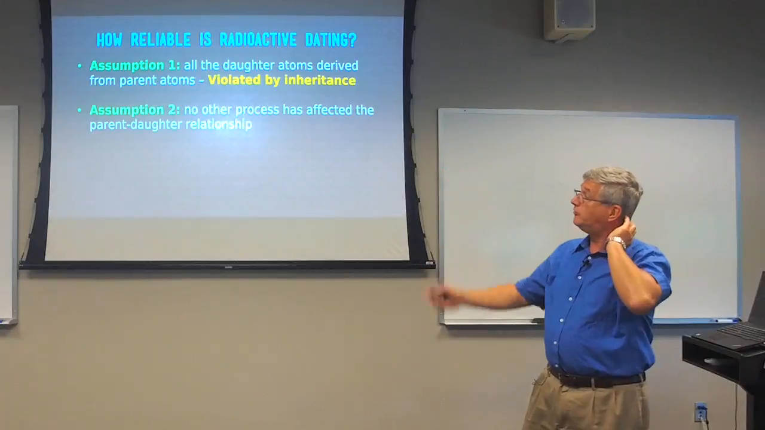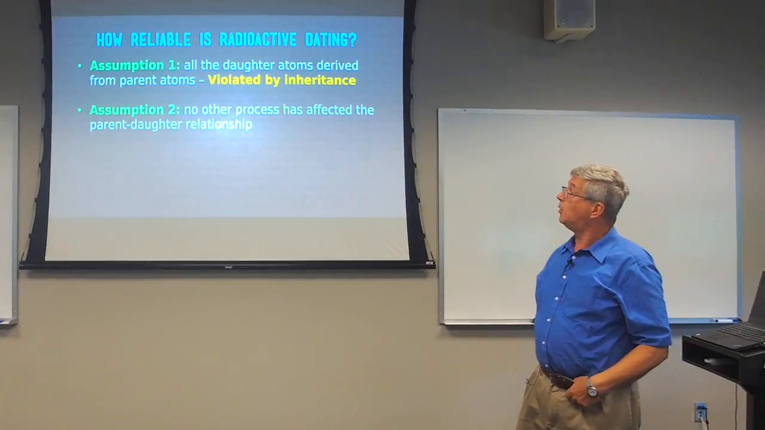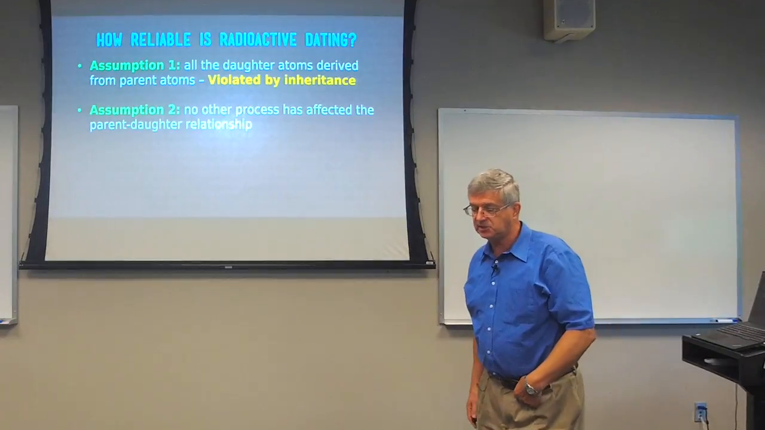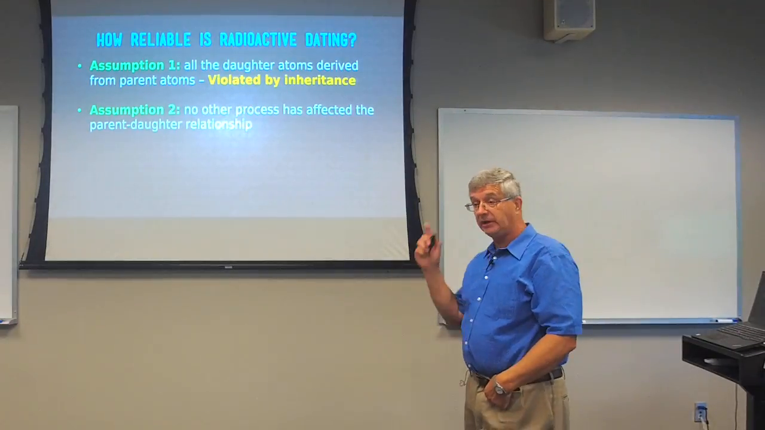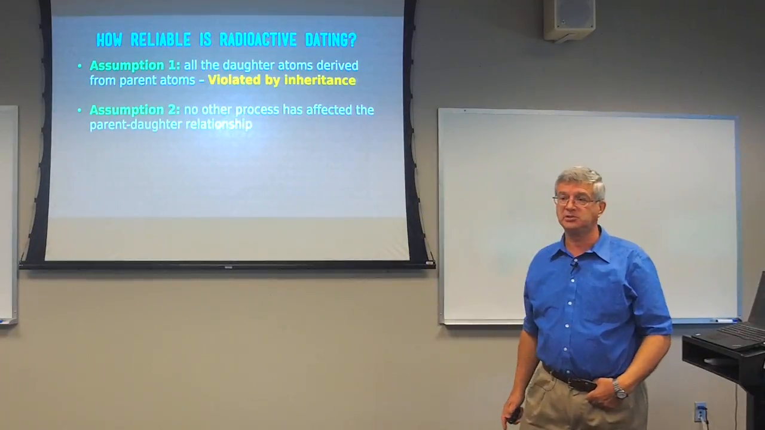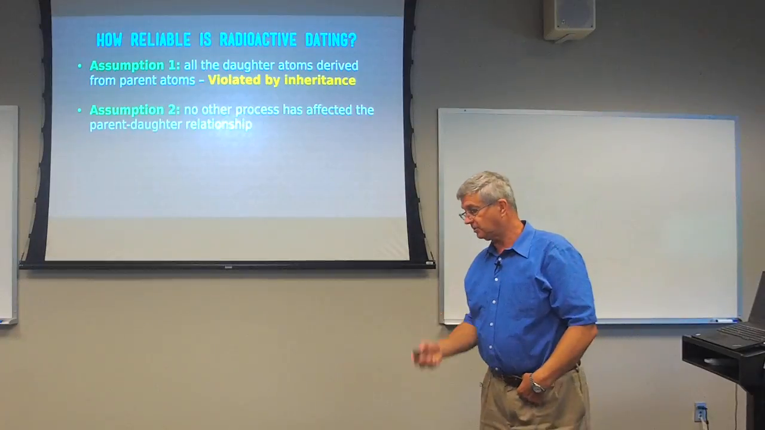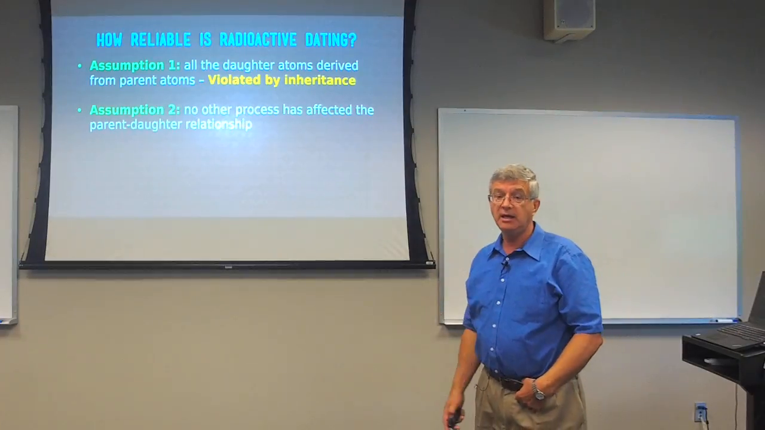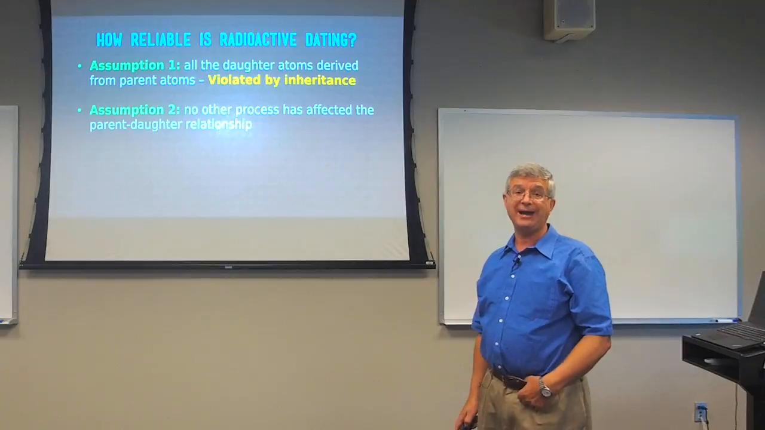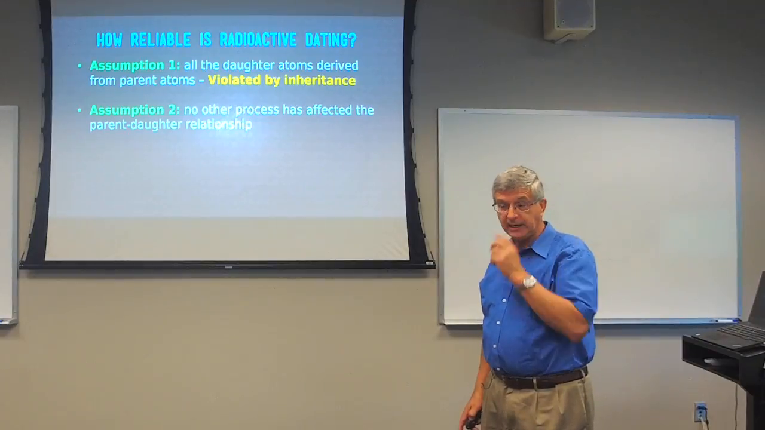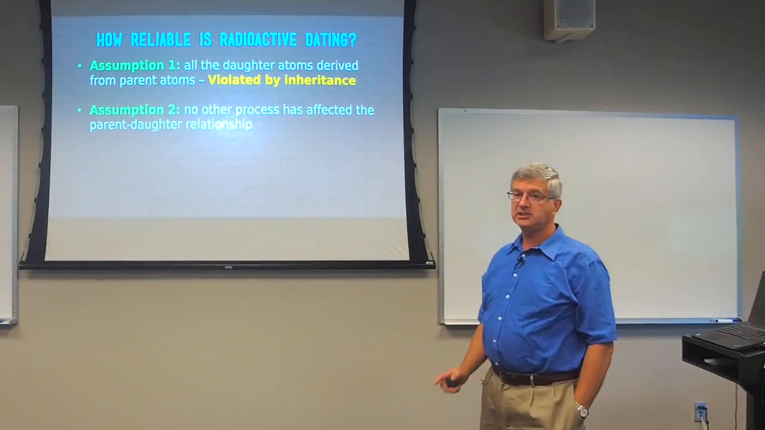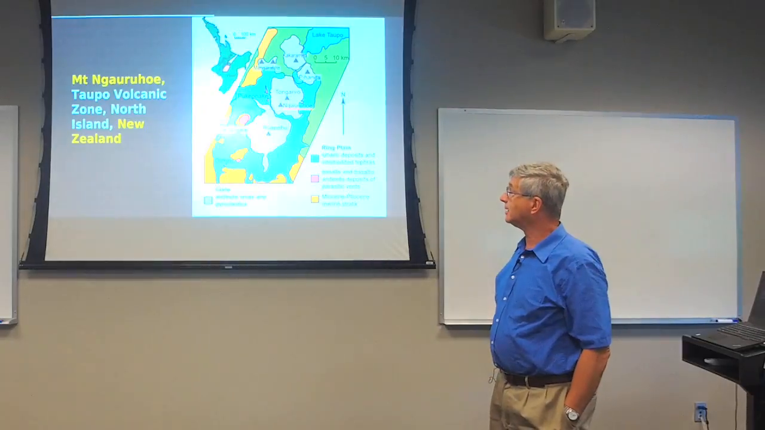So, we've quickly seen that assumption number one, no inheritance, has been violated because there is common inheritance in many of these examples that we've shown. We've actually documented that inheritance is a major factor. And just because we don't detect inheritance doesn't mean that it isn't already there.